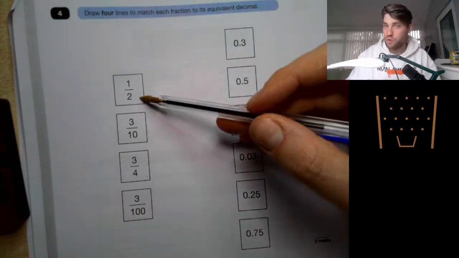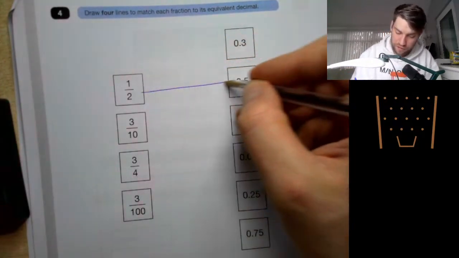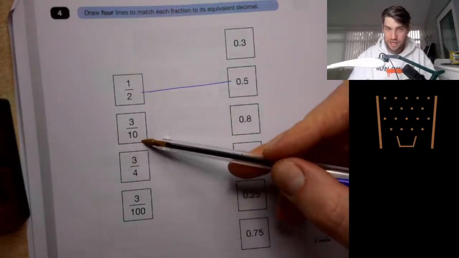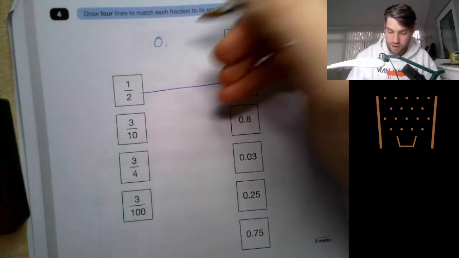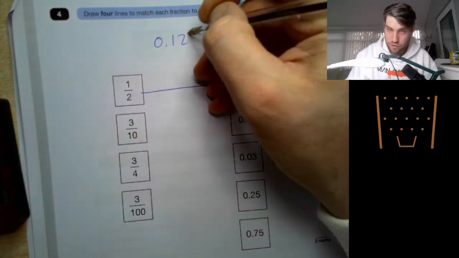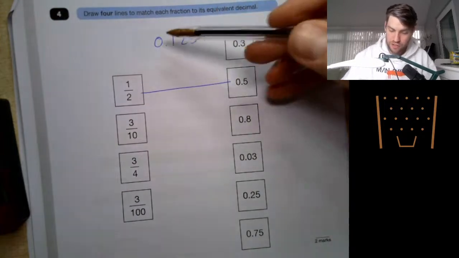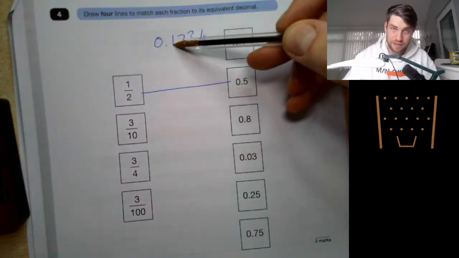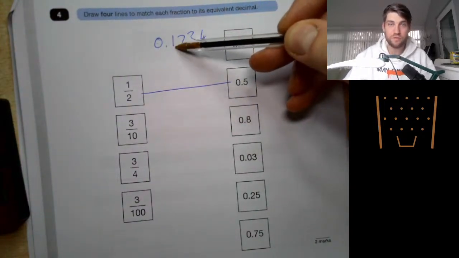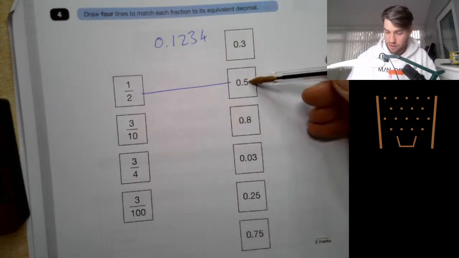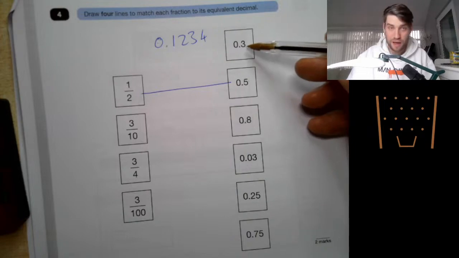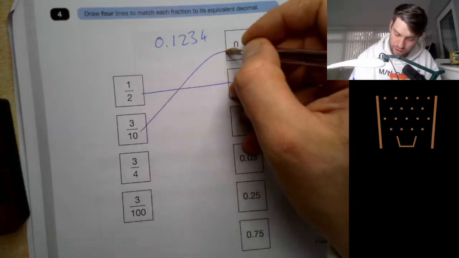So 1/2, most people know this one is 0.5. Okay? 3/10. If you know your place value, you know the first number after the decimal point is the tenths. So if I've got 3 of them, I'm looking for a number in that position, and that is 3/10, 0.3.